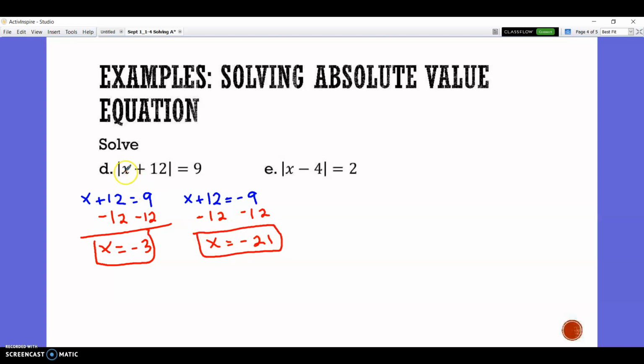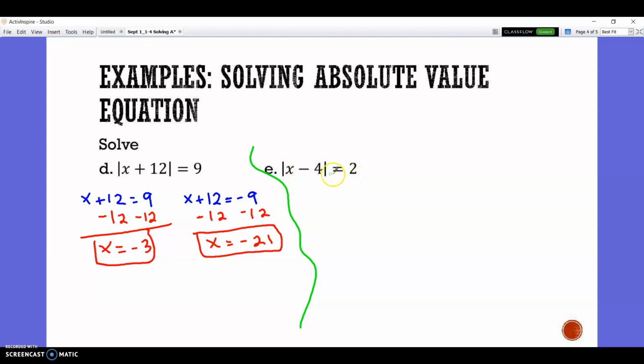And when we plug them in, negative 21 plus 12 is going to be negative 9, and the absolute value of negative 9 is positive 9. Here we plug this in, negative 3. Negative 3 plus 12 is positive 9, and the absolute value of positive 9 is positive 9. Okay.